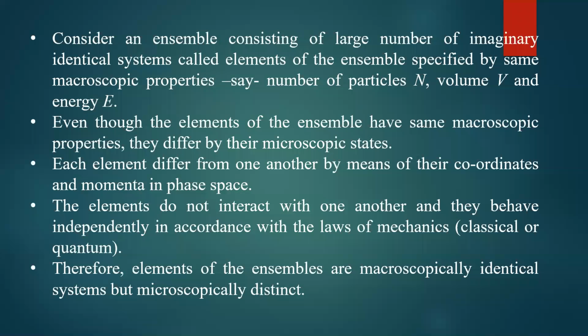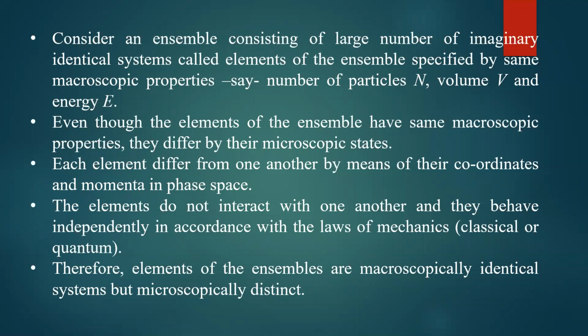Macroscopically they are identical, one and the same, but microscopically distinct. If you look at properties like position and momentum, they are different microscopically. That is how an ensemble should be understood. So an ensemble consists of identical systems which are macroscopically identical, but microscopically they are distinct. Note this particular point.